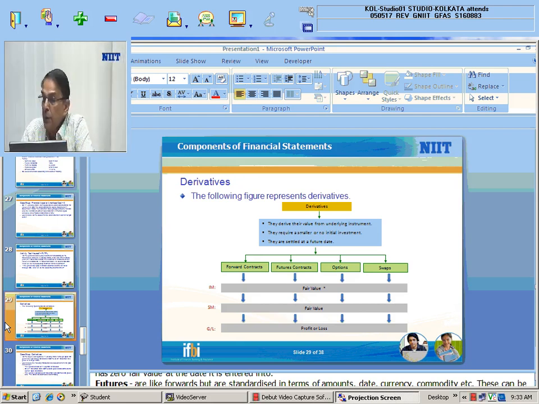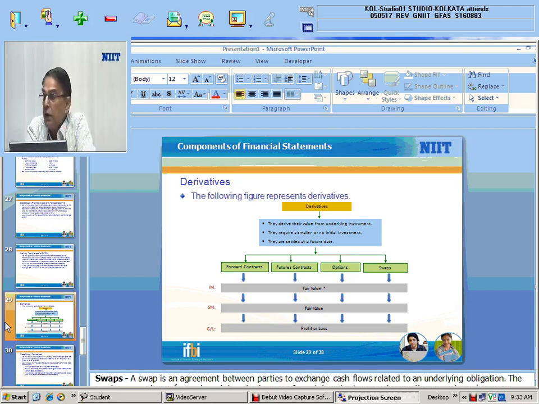Swap is an agreement between parties to exchange cash flows related to an underlying obligation. So the parties agree to exchange their cash flows relating to the underlying obligation. The most common type of swap is an interest rate swap. In an interest rate swap, two parties agree to exchange interest payments on the same notional amount of principal at regular intervals over an agreed number of years. Again, swap is a sort of a tailor-made customized contract between two parties, just like forwards.